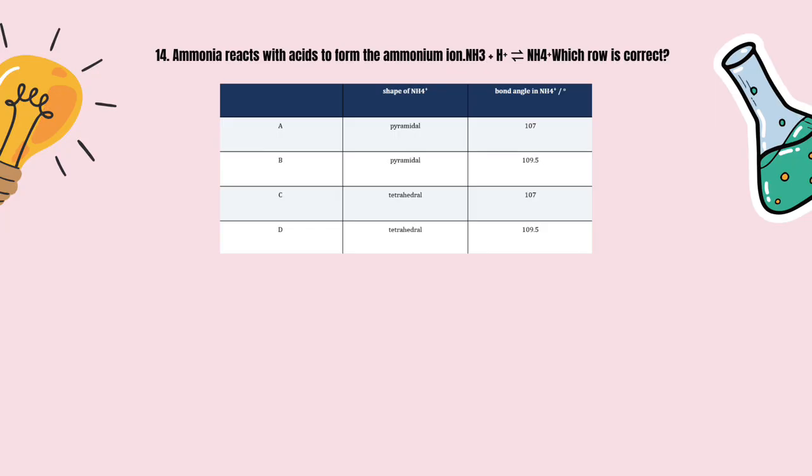Moving on to question number 14. Here we are looking at how ammonia reacts with acids to form the ammonium ion. We need to figure out which row correctly identifies both the molecular shape and the bond angles of this ammonium ion. Step 1.